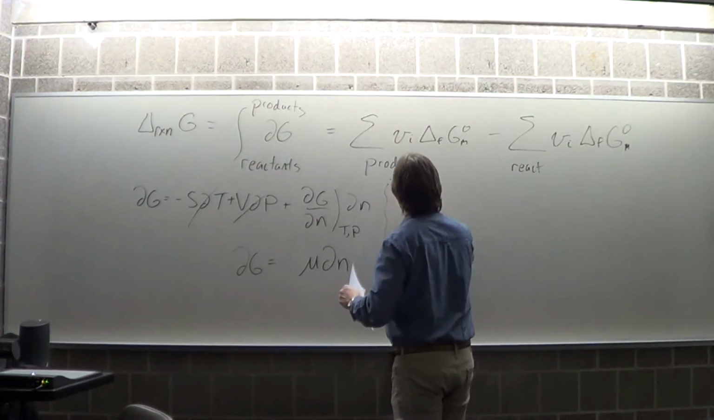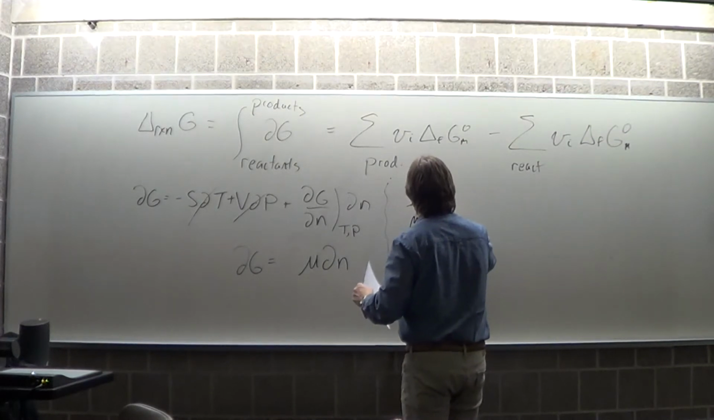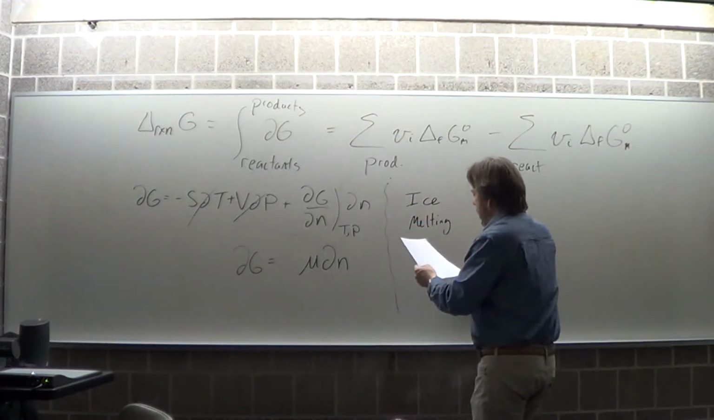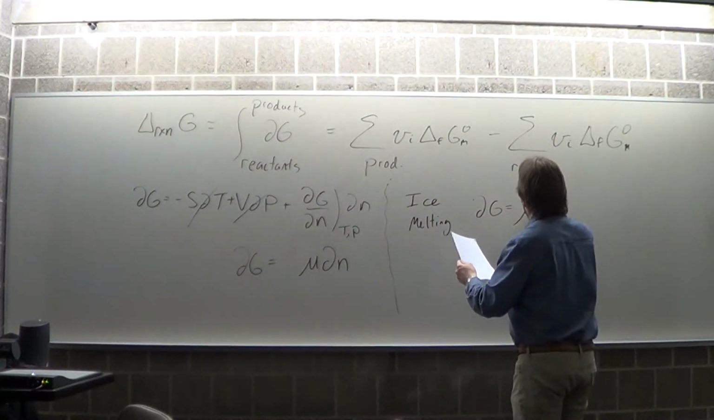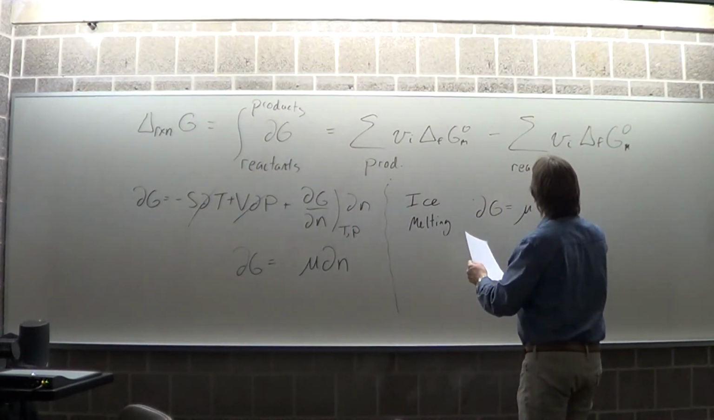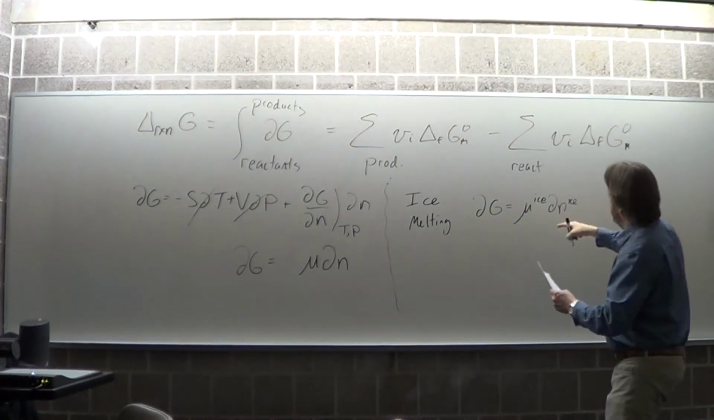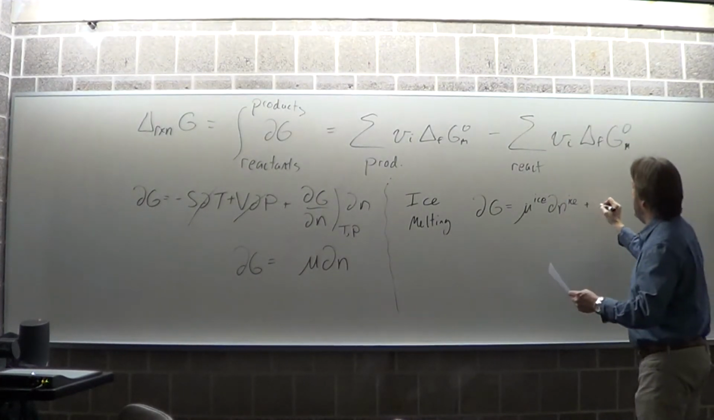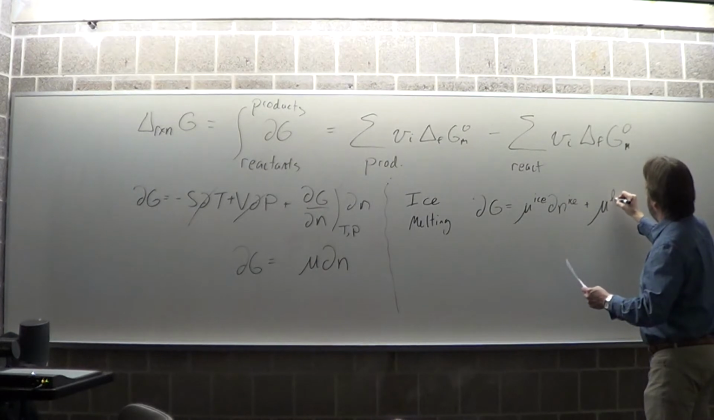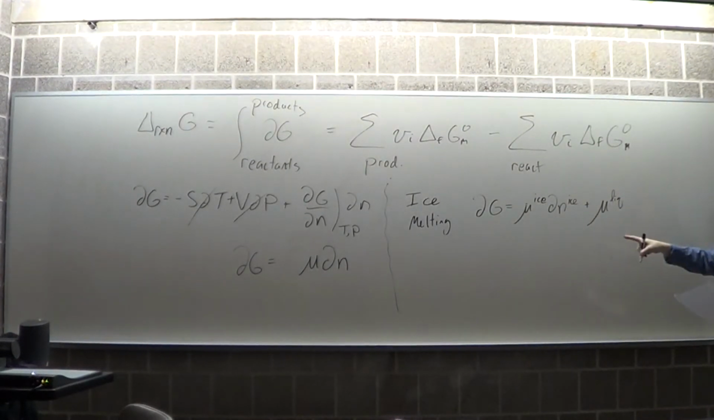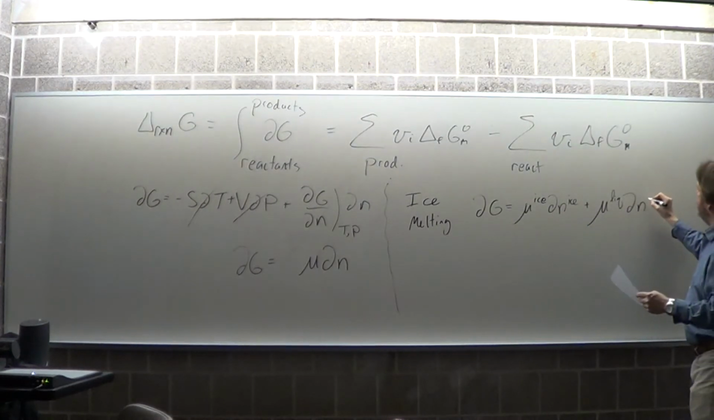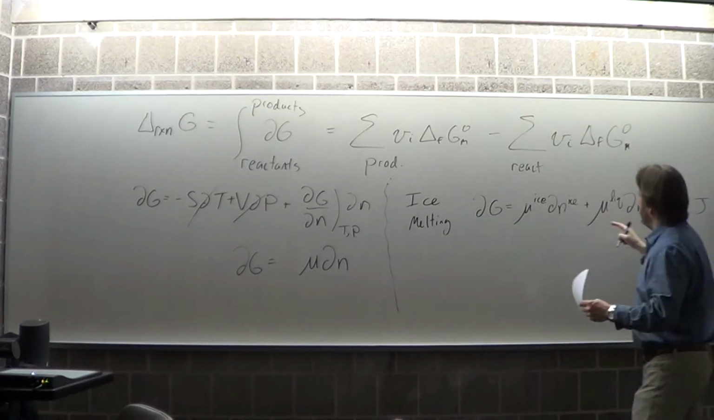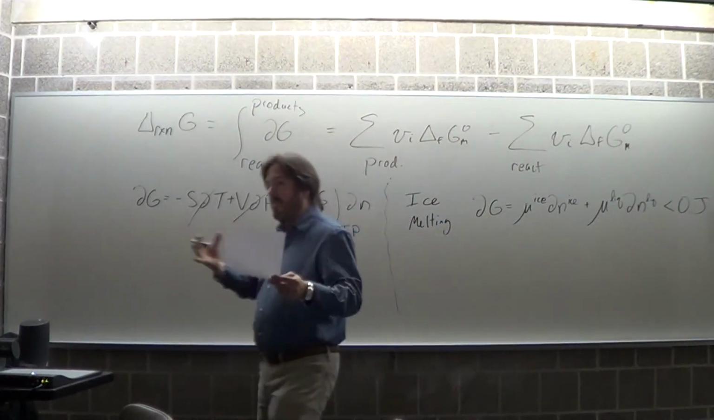Then we did ice melting. What we found was that dG, which had to be negative, is composed of the chemical potential of ice times a certain number of moles of ice, plus the chemical potential of liquid times a certain number of moles of liquid, and this has got to drop. I'm using different symbology because I want to make this easy, but this isn't proper. That's because the number of moles of ice is dropping as it melts.